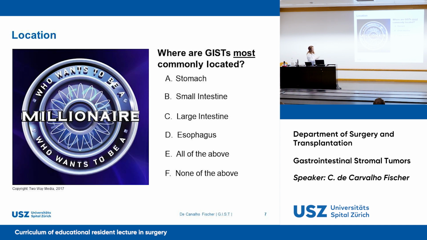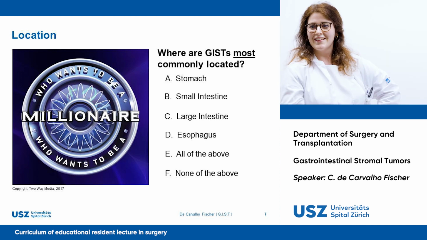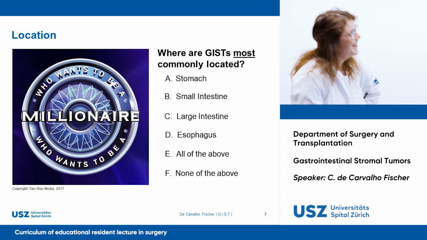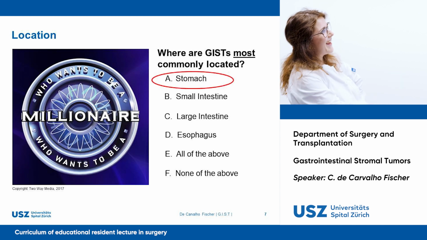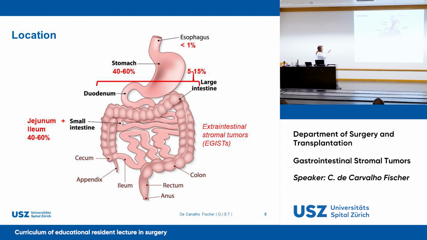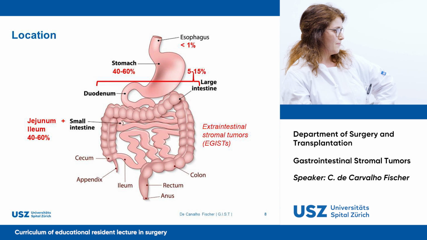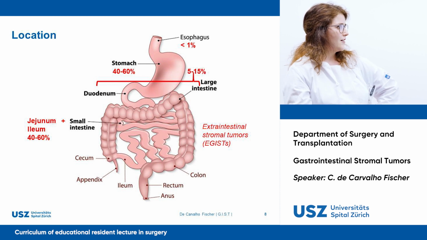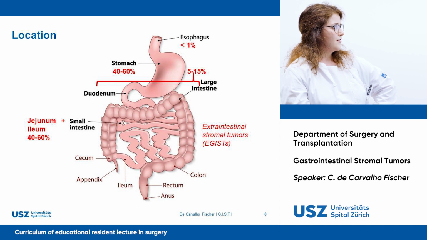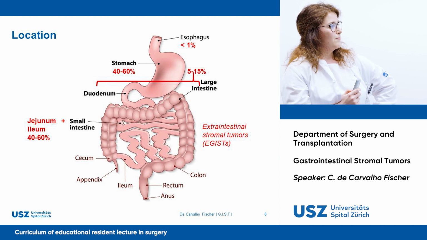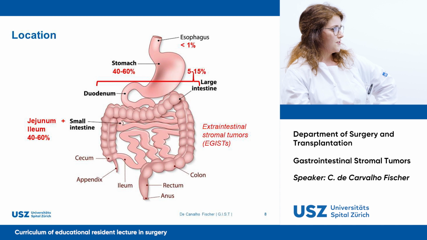Moving on to the second question, maybe more money will motivate us. This one goes for 100 francs. Where are GISTs more commonly located? A. It's A. I see the motivation already. Okay, it is the stomach. So again, most GISTs will be located in the stomach, but a close second are GISTs located in the jejunum and ileum. 5 to 15% of cases occur either in the duodenum or in the large intestine, and GISTs of the esophagus are rare, and even more rare are extraintestinal GISTs.